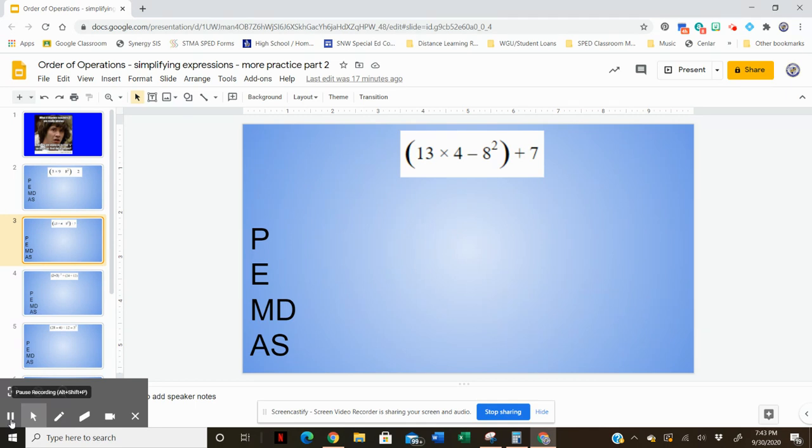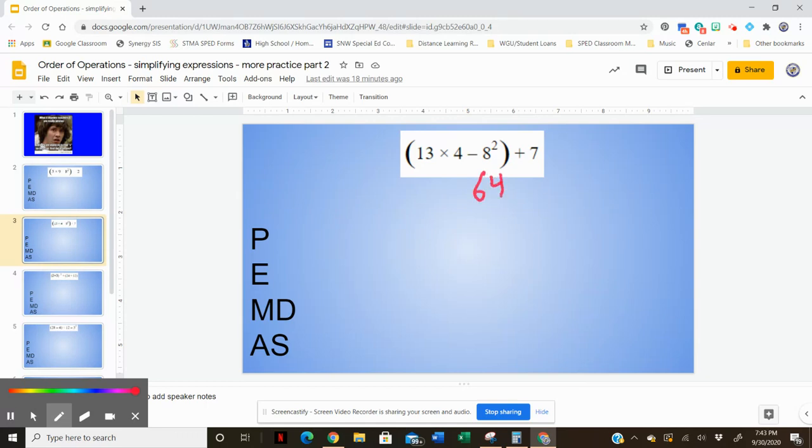All right, so here we are on to our next problem that we had to solve. We have, again, 3 sets of numbers inside of parentheses and plus 7. So we're going to look at our order of operations. We need to start with the parentheses, but inside those parentheses, we still have to follow the order of operations. The first thing we're going to do inside those parentheses is take care of that 8 squared. From the previous problem, we know that 8 squared is the same thing as 64.